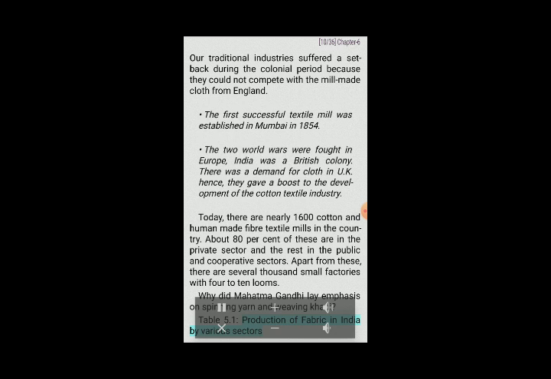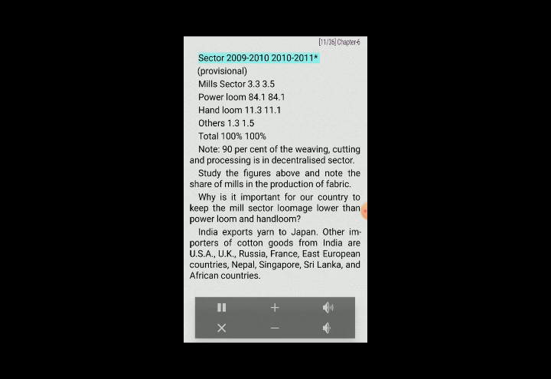Table 5.1. Production of fabric in India by various sectors. Sector, 2009-2010, 2010-2011, provisional. Mills sector, 3.3. Power loom, 84.1. Hand loom, 11.3. Others, 1.3. Total 100%, 100%. Note: 90% of the weaving, cutting and processing is in decentralized sector. Study the figures above and note the share of mills in the production of fabric.